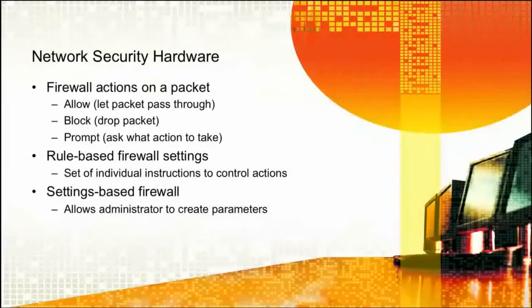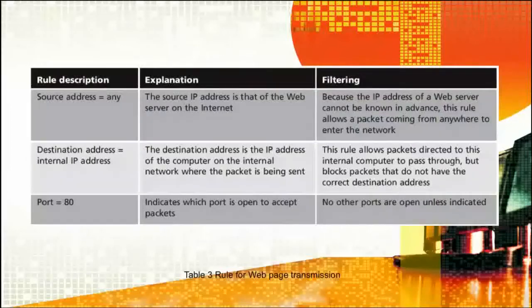When dealing with the firewall, it has three basic choices to make: either to allow, to block, or to prompt for action. Allow the packet to pass through, block or drop the packet, or prompt and ask what action to take with each individual packet. You have rule-based settings, which are a set of individual instructions to control those actions, or settings-based firewalls. This allows an administrator to create parameters of good and bad.